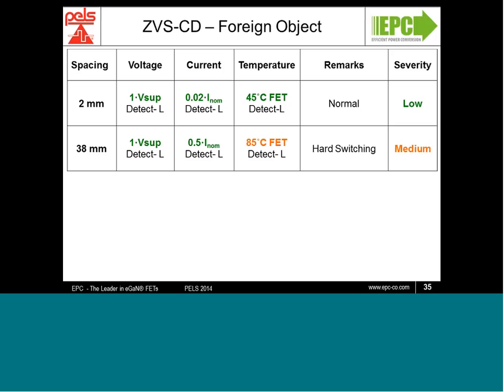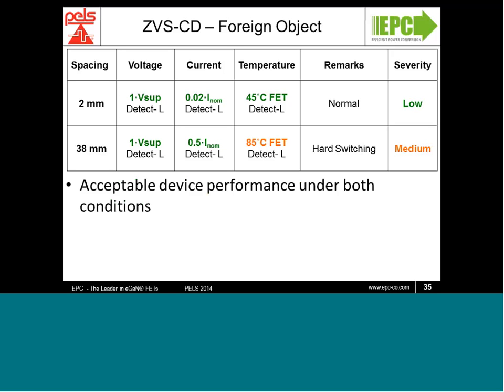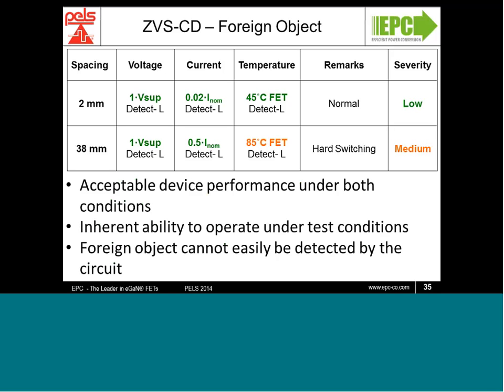So we have acceptable device performance under both these operating conditions and an inherent ability to operate under these test conditions. A foreign object still cannot be easily detected by the circuit, because you have conditions that exceed that of a simple detection circuit. So communications are still required between the device and the source to determine if the device is legitimate or not.